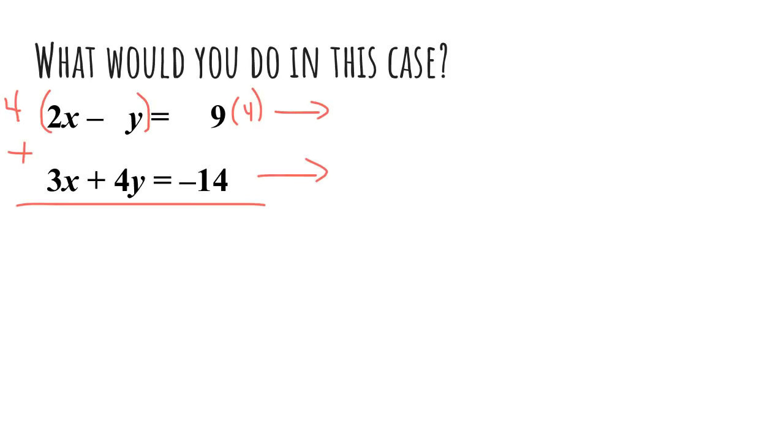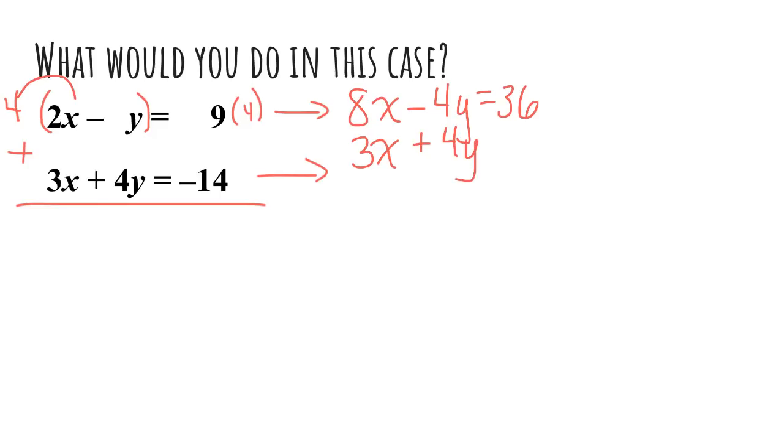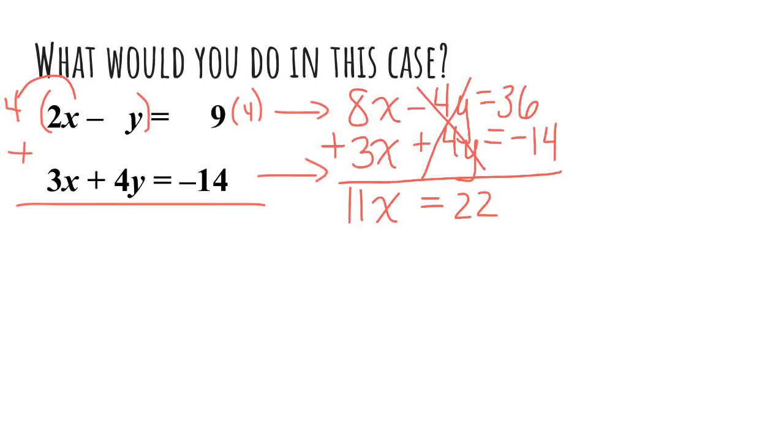If I multiply both sides by 4, I will have 8 x's minus 4 y's on one side and 36 on the other. I didn't alter the bottom one, so that will remain. And now, if I were to add them together, I would have 11 x's, but my y's would be eliminated. And on the other side, I'd have 22. And now I can solve that by dividing both sides by 11. I believe x will be 2.